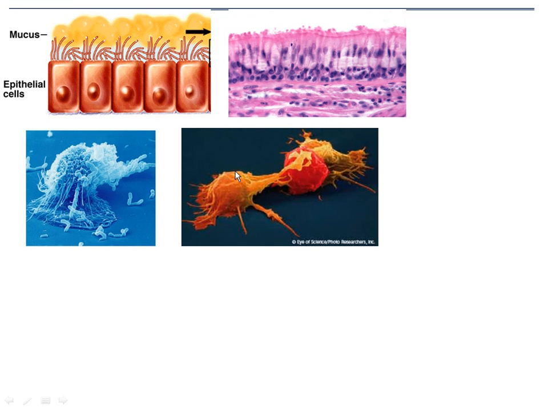This is a natural killer cell trying to phagocytize a cancer cell. That's an exciting picture to me. Natural killer cells are nonspecific because they don't go after specific pathogens. They go after our cells that are infected or cancerous.